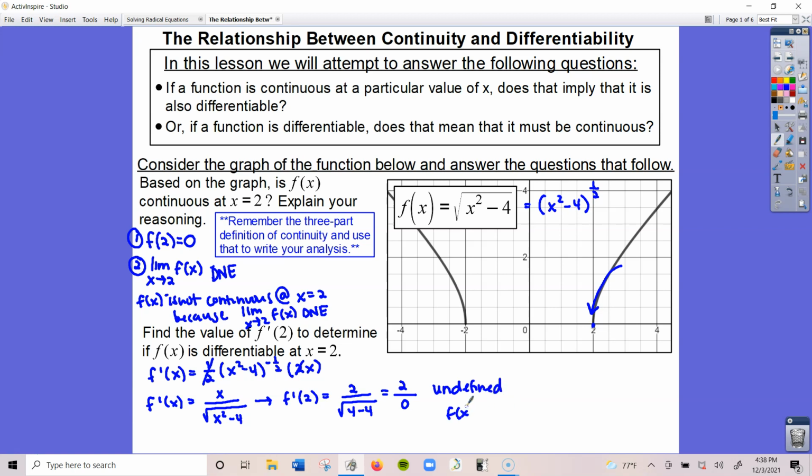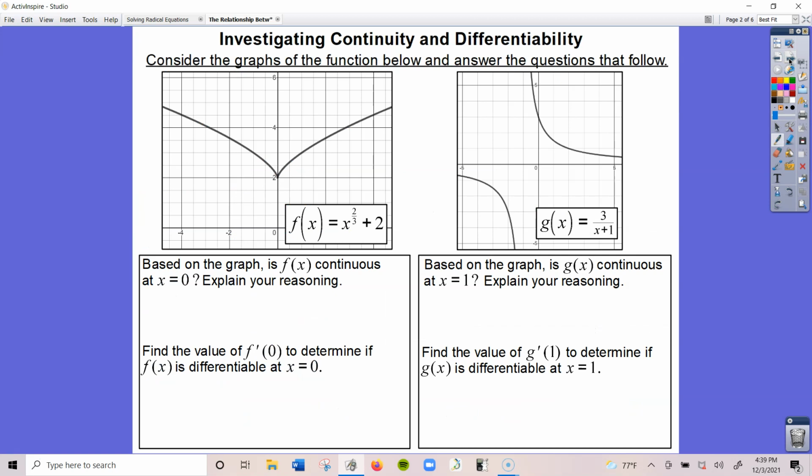Therefore, f of x is not differentiable at x is equal to 2. So it would be differentiable if I got a real number, but since I got an undefined value, then it's not differentiable. Let's look at a couple more graphs.